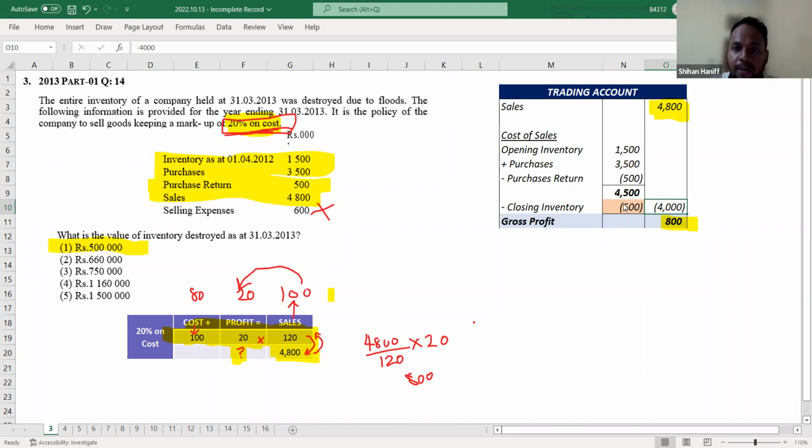Yeah, closing inventory is 500. Now this is 4,500. Net is 4,000. So difference is 500. That is the closing inventory. The closing inventory entirely, that entire amount is destroyed. If the entire amount is destroyed, the closing inventory is the value of destroyed. Okay, let's go to another question.